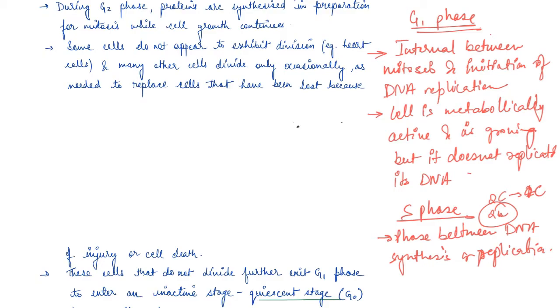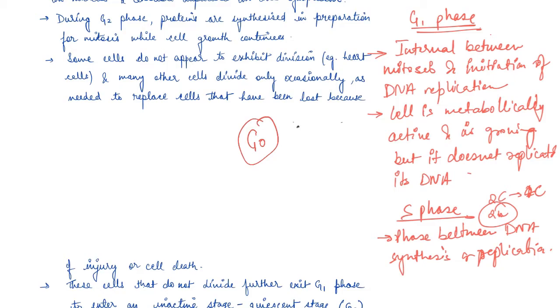Now, some cells do not appear to exhibit division, like heart cells. And there are other cells which divide only occasionally, and they are needed to replace cells that have been lost, right? Because of, say, cell death or injury. Now, these cells do not divide further and they exit G1 phase to enter an inactive stage, which is known as quiescent stage, which is G0 stage, right? So, there is another stage, G0, which is immediately after the M phase. And this stage is for those cells which do not further divide, right? So basically, they exit the G1 phase to enter an inactive stage of the cell cycle, and this stage is known as quiescent stage, G0 stage.